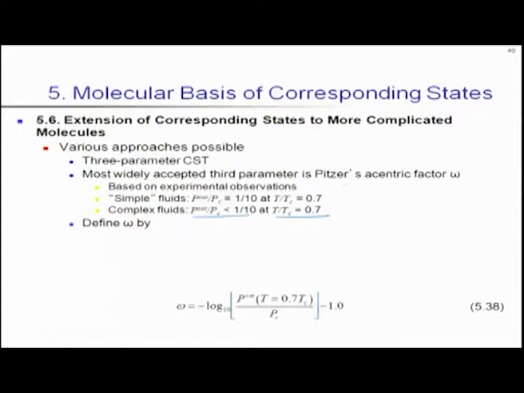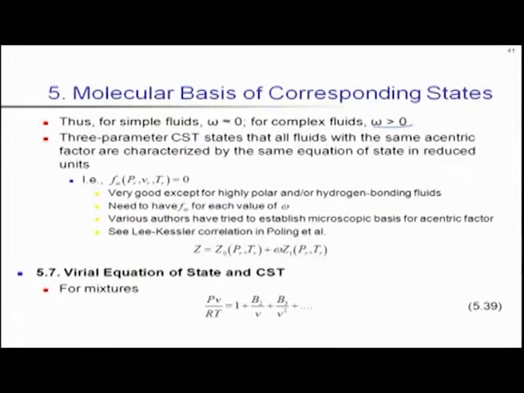Using this information, we define the eccentric factor as simply the deviation from 0.1 on a logarithmic scale. So this is w equals minus log of Psat at T equal to 0.7 Tc divided by Pc, minus 1.0. This is our eccentric factor. For a simple fluid, the eccentric factor should be 0, because this is going to be 1 by 10, which will cancel out, and w should be 0. For complex fluids, w will be greater than 0.